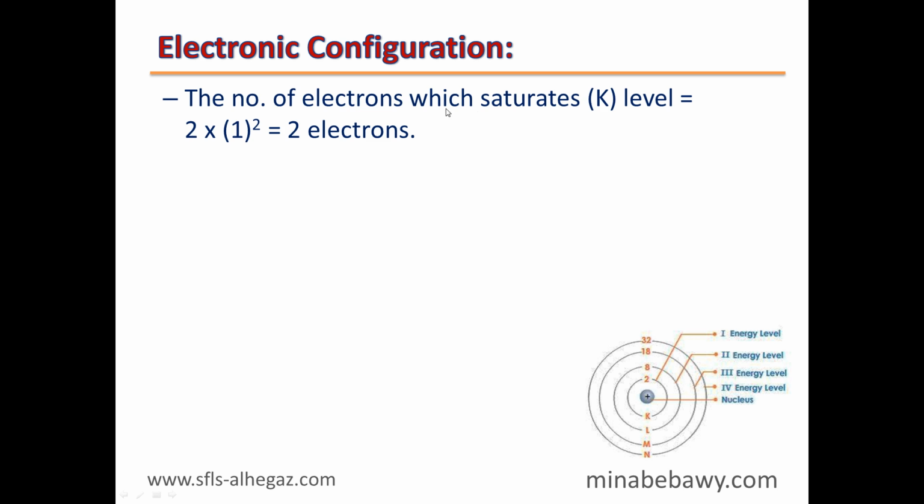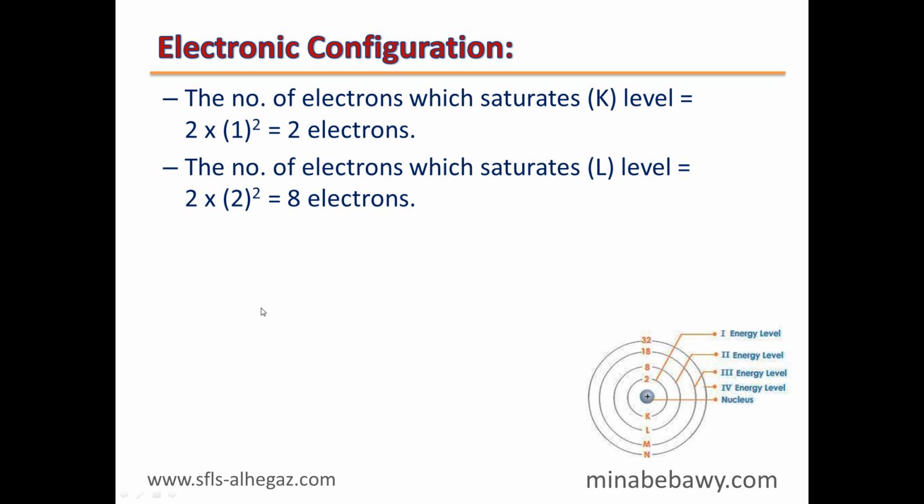The number of electrons that saturates K, we can get from the relation 2n power 2. And K is the first energy level, so 2 times 1 power 2, so K is saturated with 2 electrons. The number of electrons which saturates L can be calculated from the rule 2n squared. So 2 times 2 power 2, because L is the second energy level, equals 8 electrons.